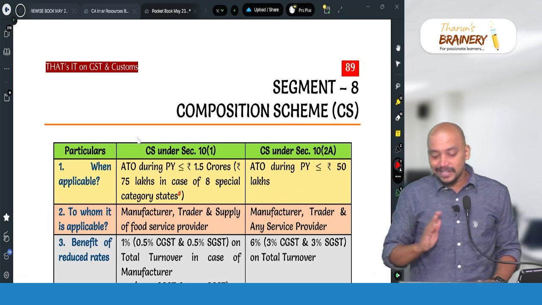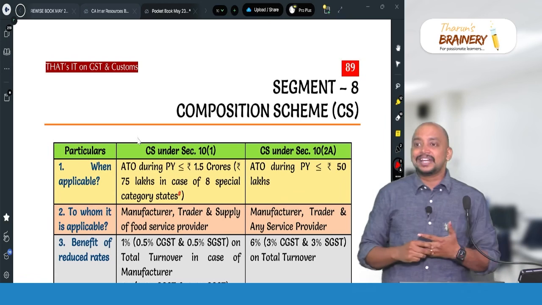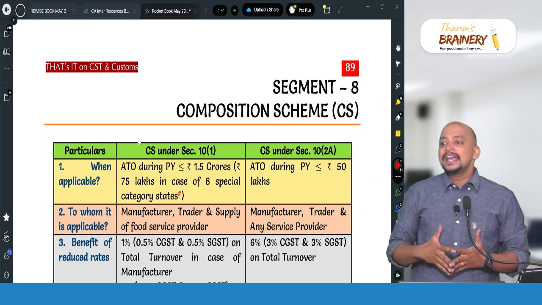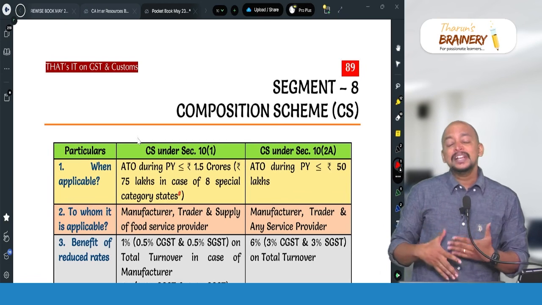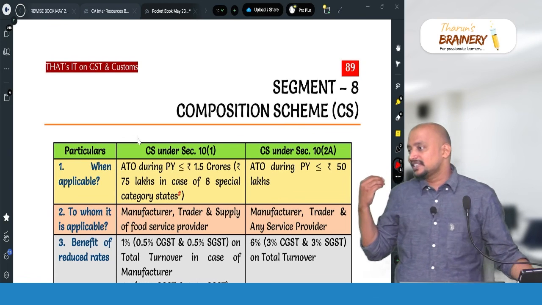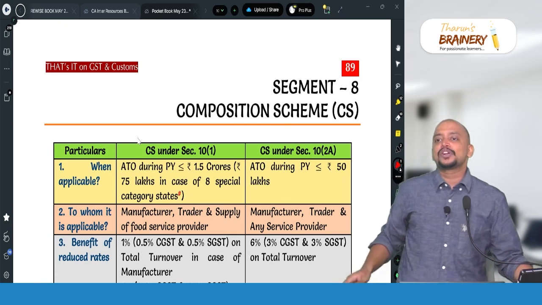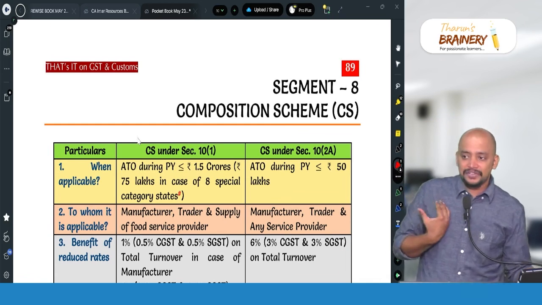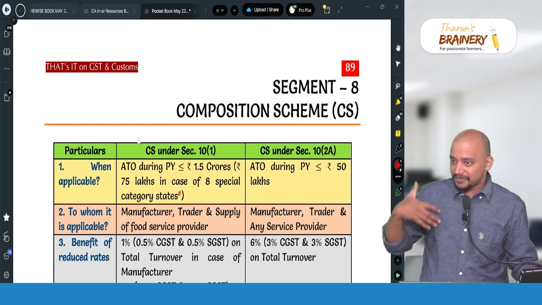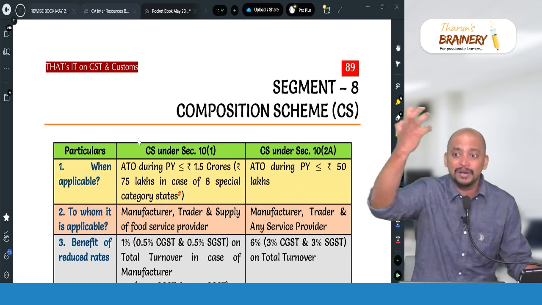Then composition scheme under section 10. We have two types of composition scheme, section 10 subsection 1 and 10 subsection 2A. First of all, what is composition scheme? A simplified scheme for payment of GST. What is the advantage? Rather than paying GST at the normal rate, we pay GST at a reduced rate. And what is the disadvantage? We cannot take ITC on our inward supplies, and the 1% or 5% or 6%, whatever we pay under composition scheme, should be paid out of our profit, and we cannot recover it from our recipient.